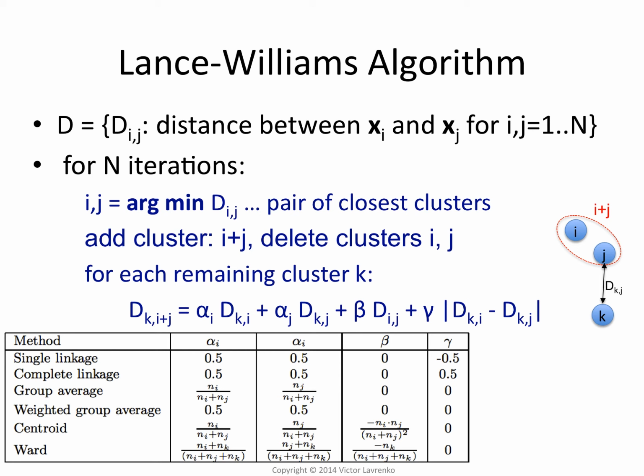So, for example, if you set alpha i to 0.5, and this should be alpha j 0.5, and beta to 0 and gamma to minus 0.5, you're going to end up with single link clustering. So that's going to be the same as the minimum. We're going to go over that example.